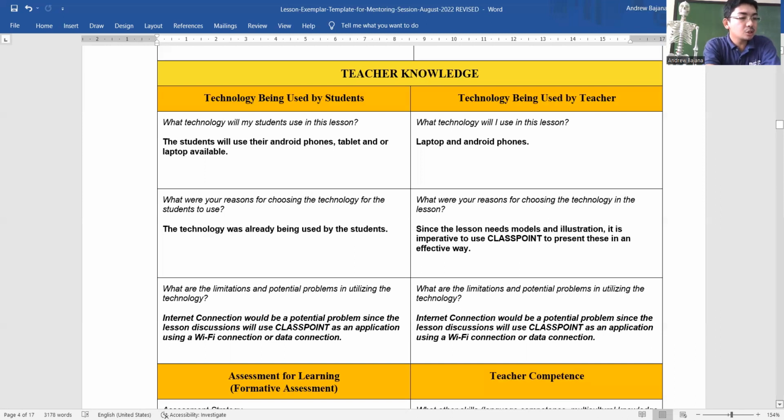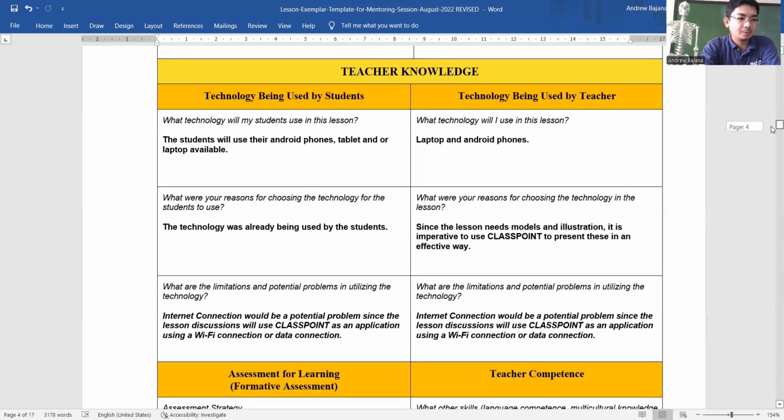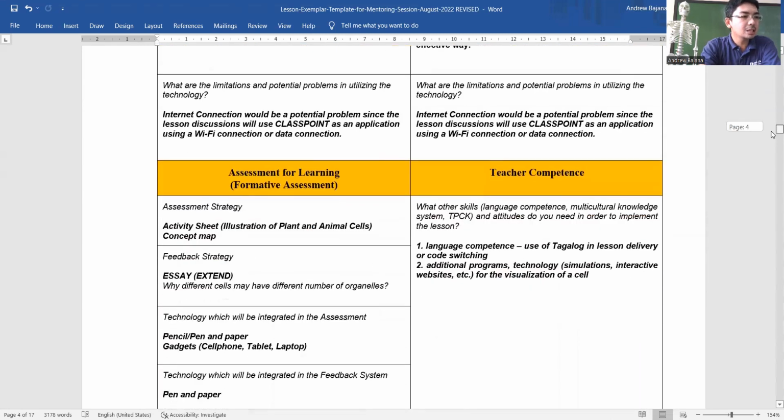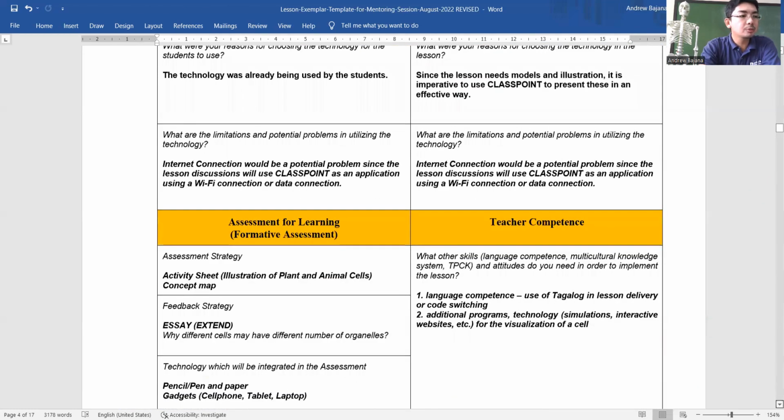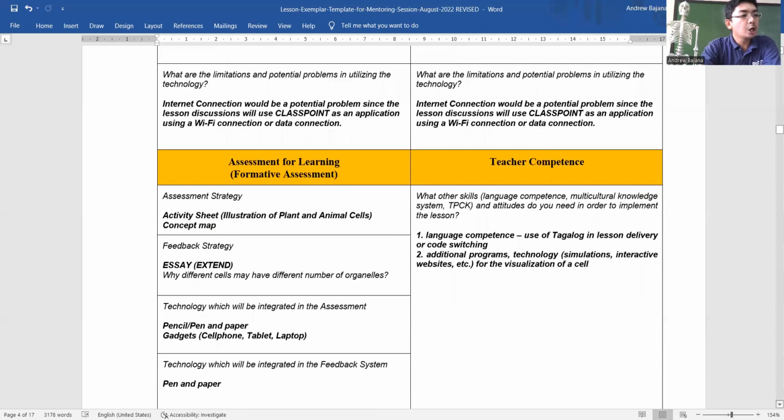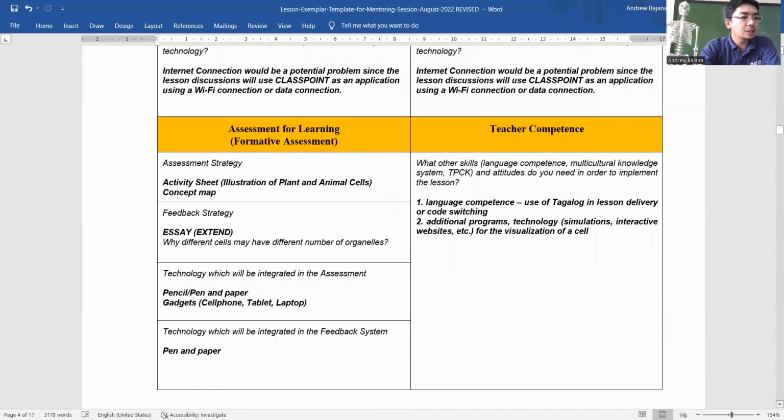The limitations and potential problems for this is the internet connection. It may not be stable at that specific time. Assessment for learning, or formative assessment: activity sheets, concept maps, essays for the extended part. Technology which will be integrated: pencil, pen and paper, gadgets. Technology which will be integrated in the feedback system: pen and paper.